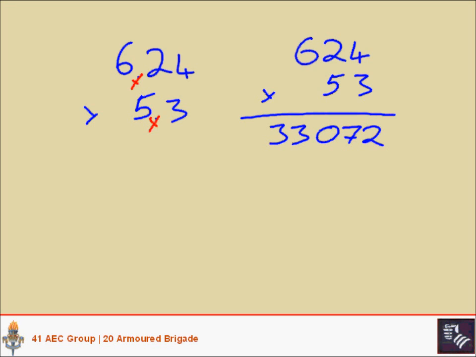Now, as we had 3 decimal places before, the 24 after the point, and below it the 0.3, that means we have to count 3 places from the right-hand side and put in our decimal point. Therefore, it will be 33.072. This is the correct answer. It's easy, isn't it?